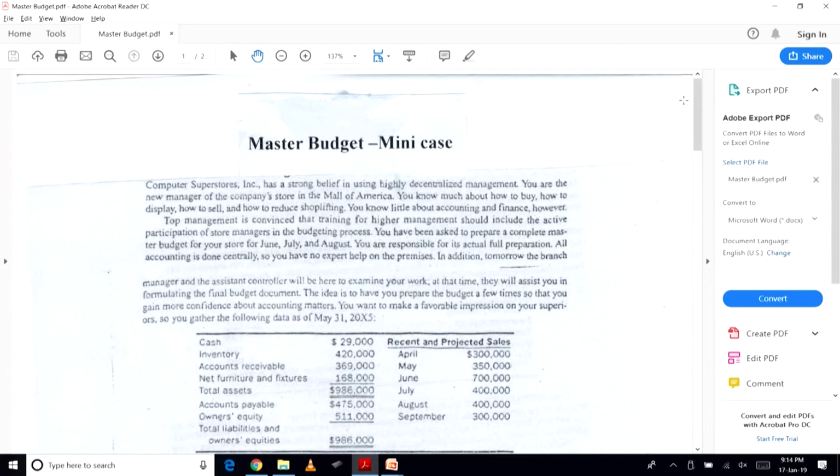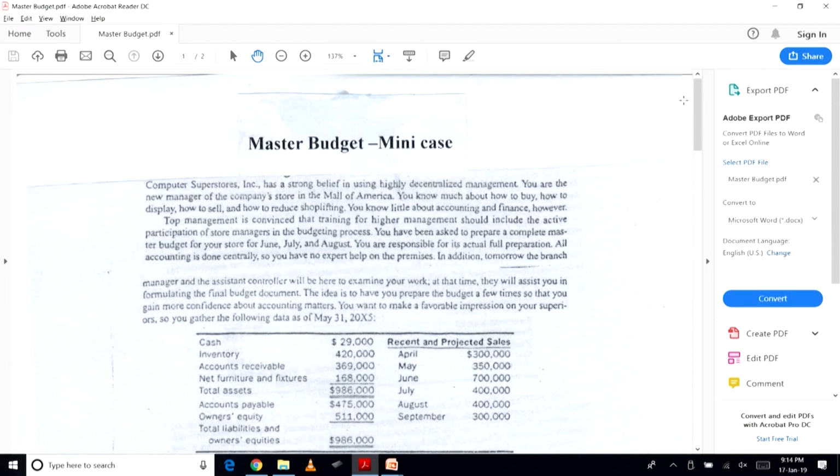Here, first of all, I will read this entire case with you, and then I will highlight the important things given here, and then we will start solving it and preparing the budgets. So here is the case: Computer Superstores Inc. has a strong belief in using highly decentralized management. You are the new manager of the company's store in the Mall of America.